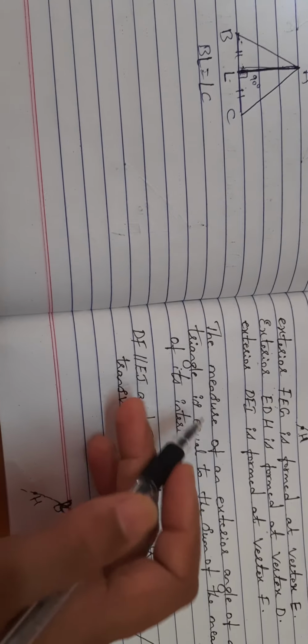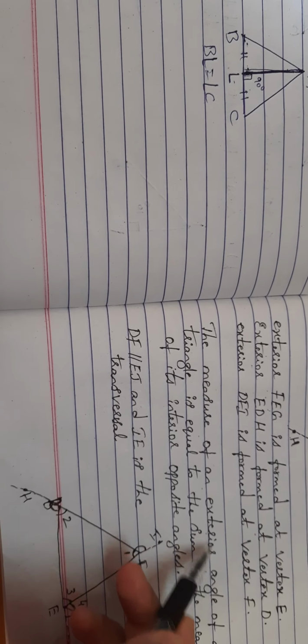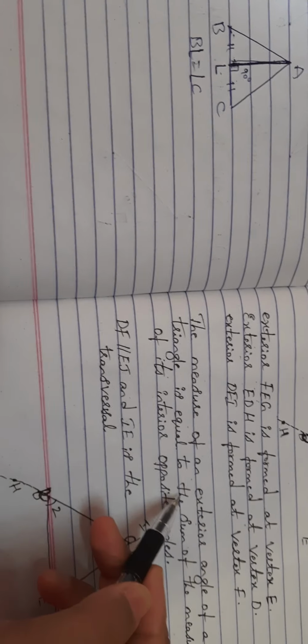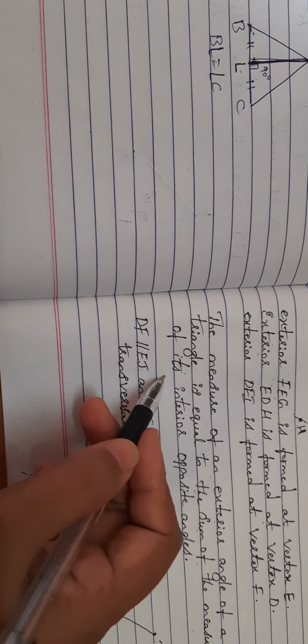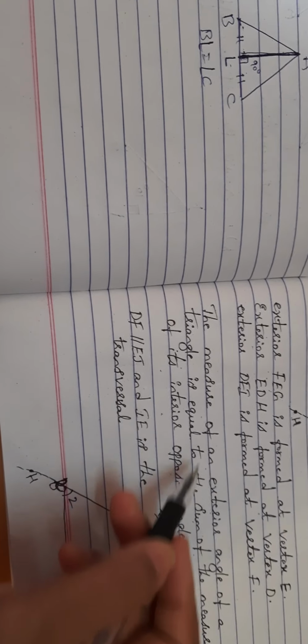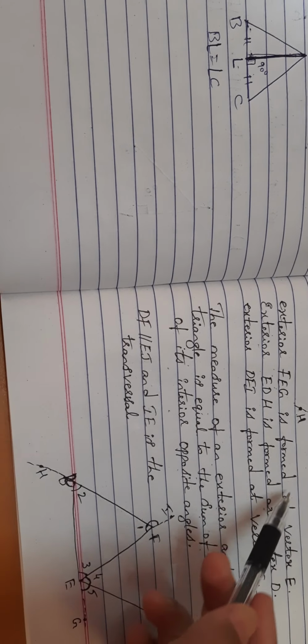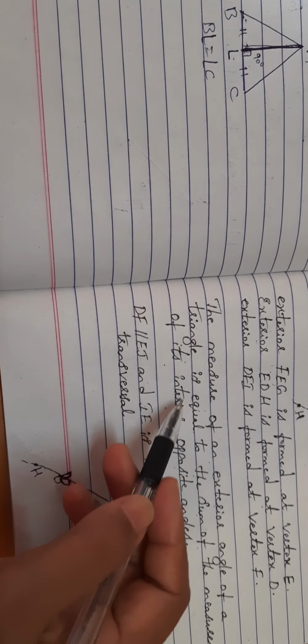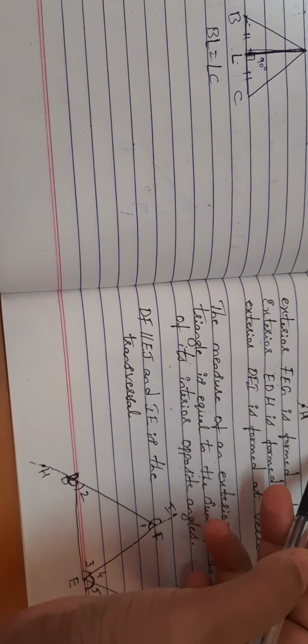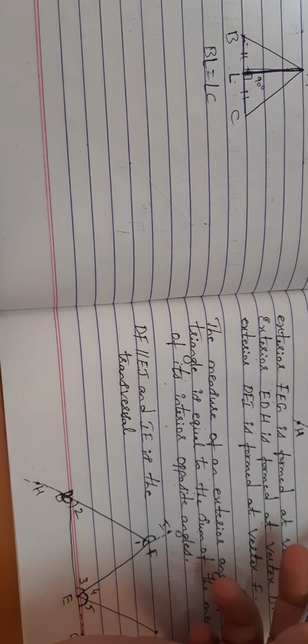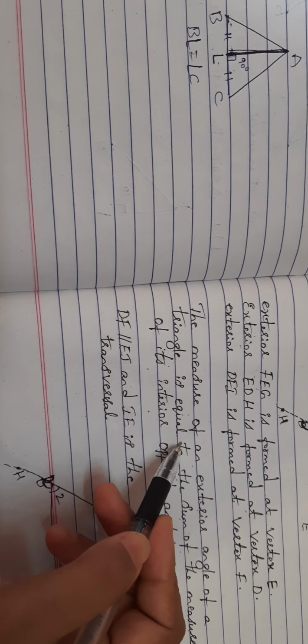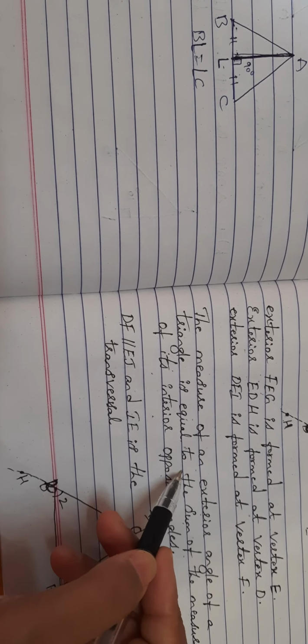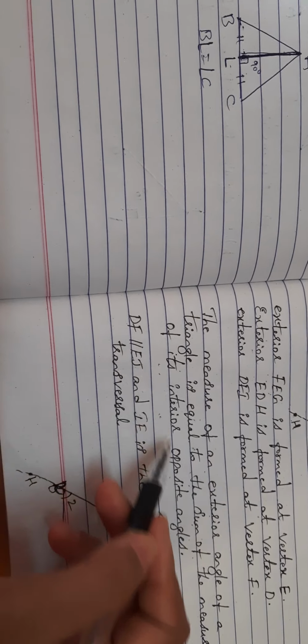Now here you see, the measure of an exterior angle of a triangle is equal to the sum of the measures of its interior opposite angles. What are they telling here? The measure of the exterior angle of a triangle is equal to the sum of the measures of its interior opposite angles. So we have to remember: the exterior angle is equal to the sum of the measures of its interior opposite angles.